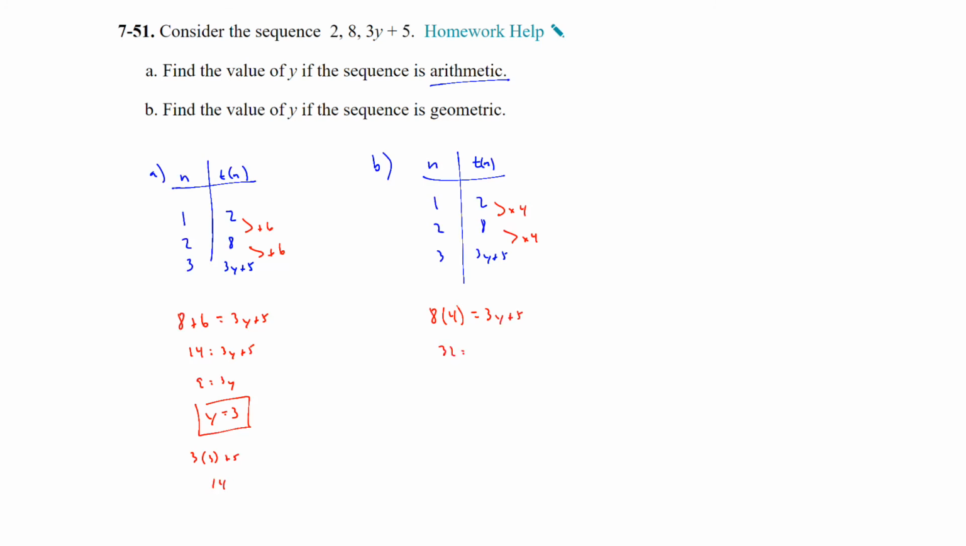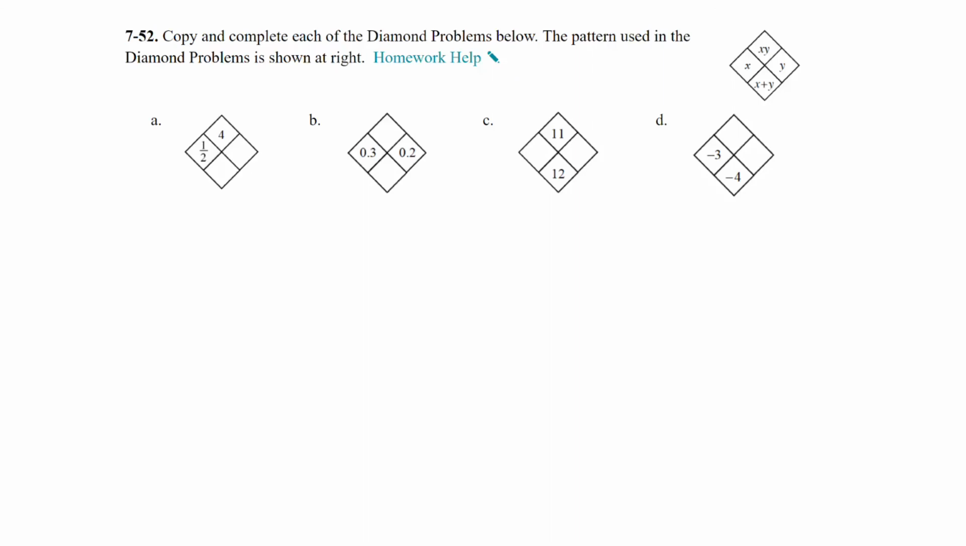So 32 is equal to 3y plus 5. Subtract the 5. Divide by 3. And y equals 9. And once again, if we plug that in for the y value, you get 27 plus 5, which is 32. So if I'm going to take 8 times 4, I should be getting a value of 32. So it checks out that y should equal 9.